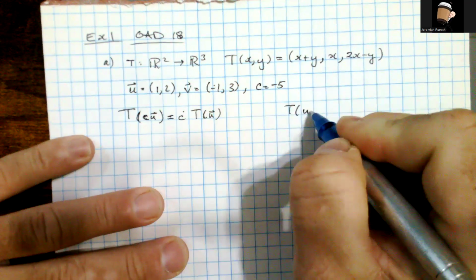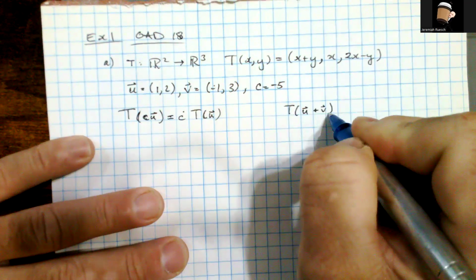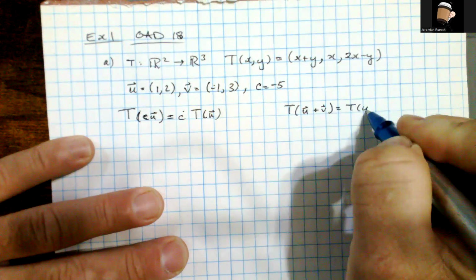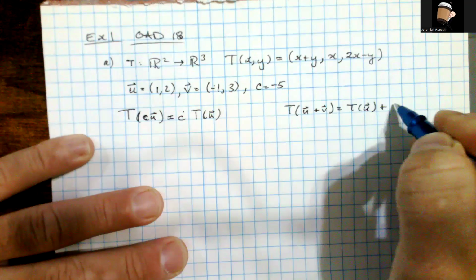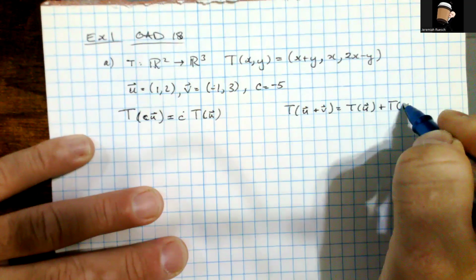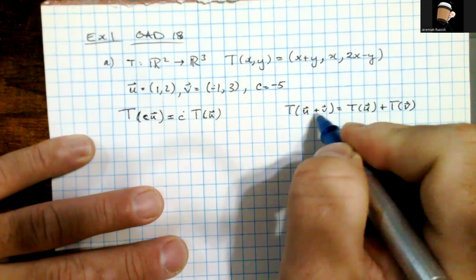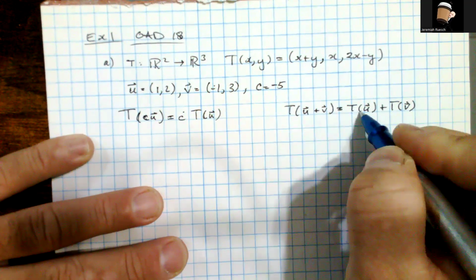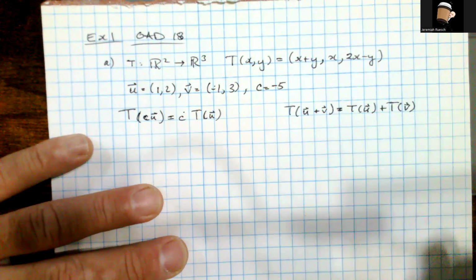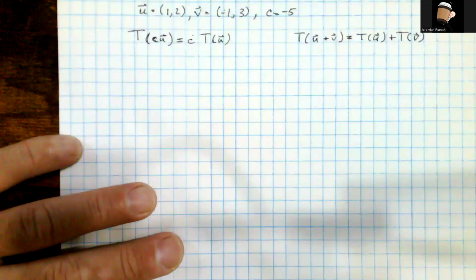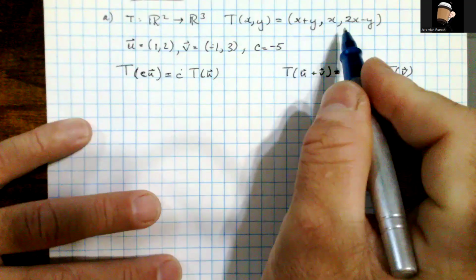The second thing we want to show is that the transformation of the sum of two vectors, if it's a linear transformation, is the same thing as the sum of the individual transformations of the two vectors. So add two vectors together and transform it, that's the same thing as taking the transformation of the two vectors and then adding. We want to show that both of those properties are true for this transformation and these vectors.